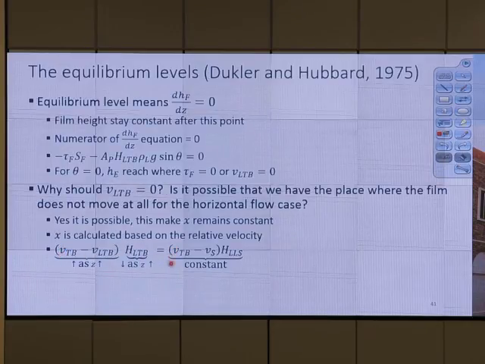So this part VTB minus VS multiplied by HLS, it is constant, right? And it is something related to x. So if HLTB goes up, then the relative velocity has to go down to make everything stay constant. If the relative velocity goes up, HLTB has to go down. Yeah, what is HLTB?